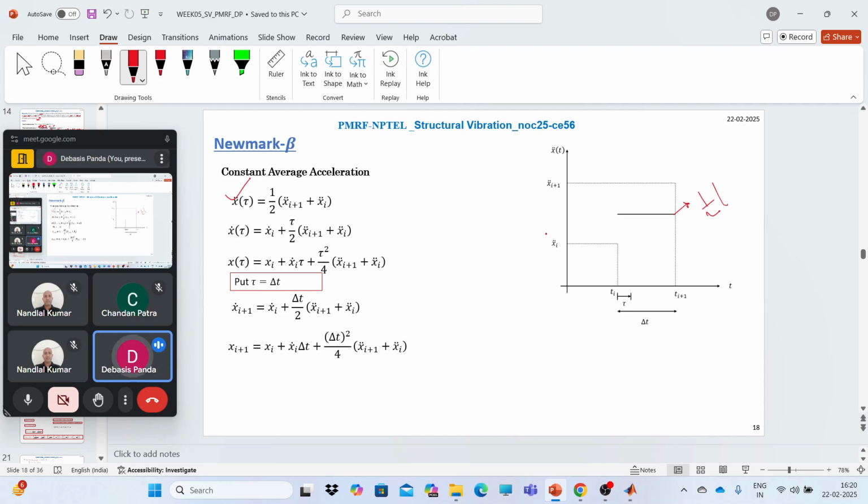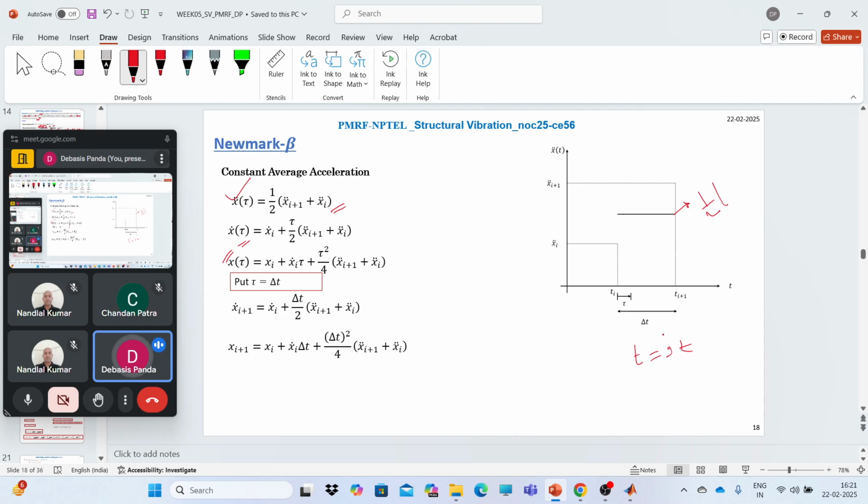The expression is given as xi double dot tau. That means at any point at tau we will get the average acceleration, or constant average acceleration. Now if we have the acceleration, how can we get the velocity? You just need to integrate it. If I integrate it, I get the velocity at this time point tau. Now again, if I integrate it further, I will get the displacement at t equals tau. Now if I put tau equals del t, it will give me the velocity and displacement at t equals i plus 1 point.